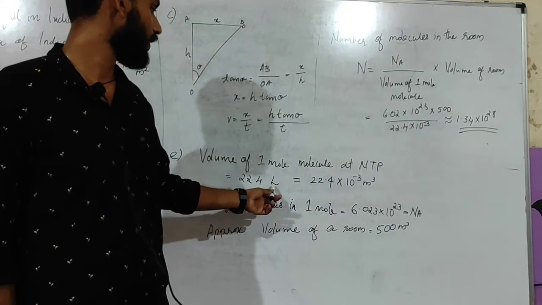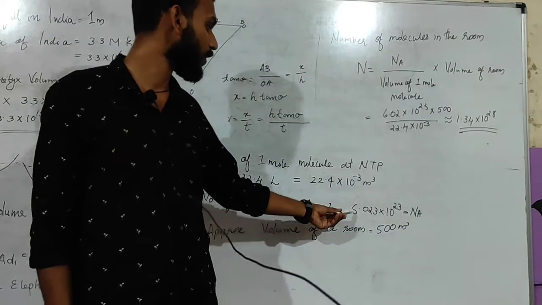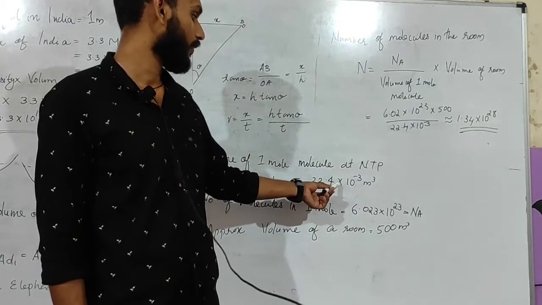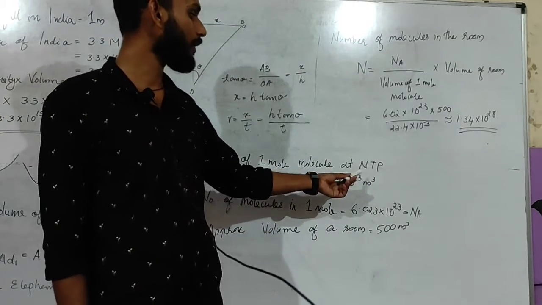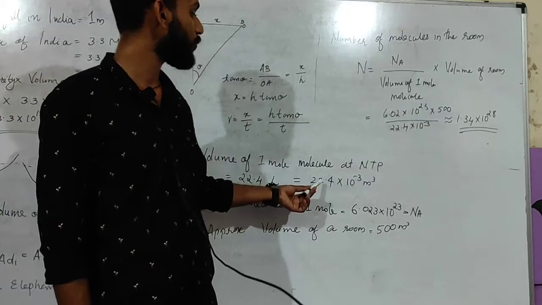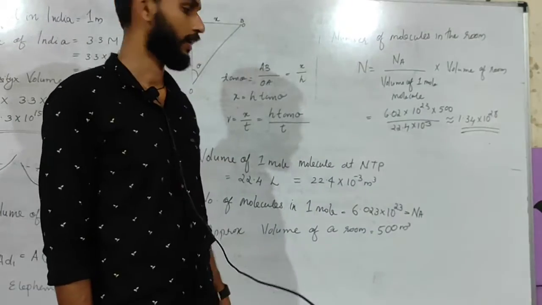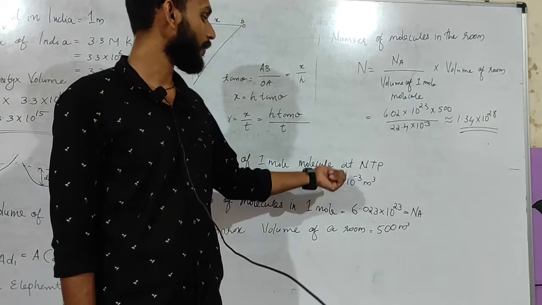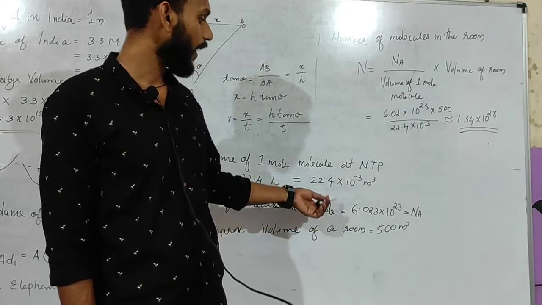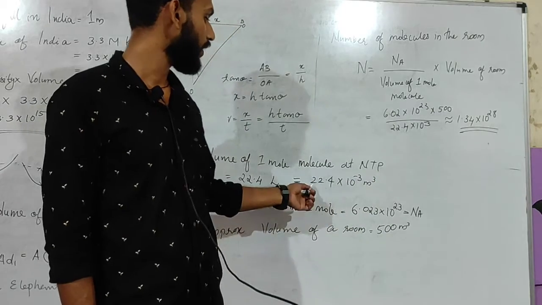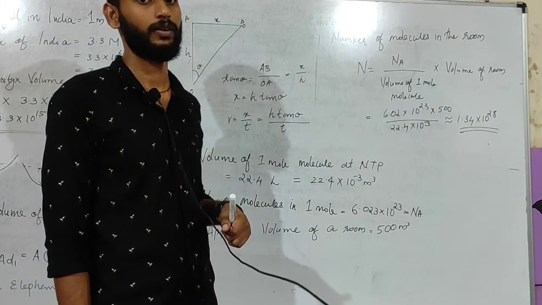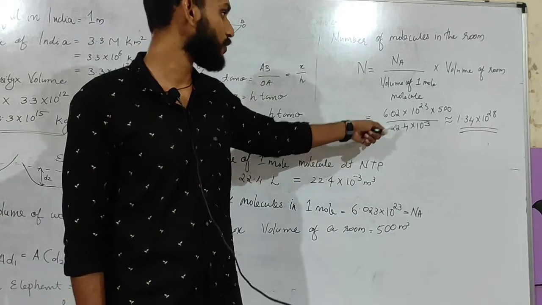So in 22.4 liter, the number of molecules is equal to 6.023 into 10 to the power 23. If you want to find out how many molecules are there in 1 meter cube, that is 6.023 into 10 to the power 23 divided by 22.4 into 10 to the power minus 3 meter cube. If in 22.4 into 10 to the power minus 3 meter cube there are 6.023 into 10 to the power 23 molecules, then dividing them gives the number of molecules in 1 meter cube. So this much molecules will be there.